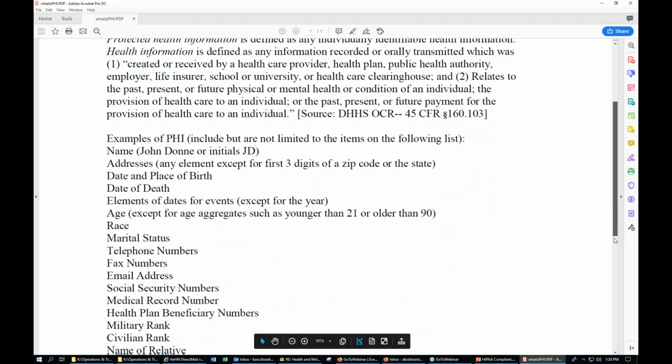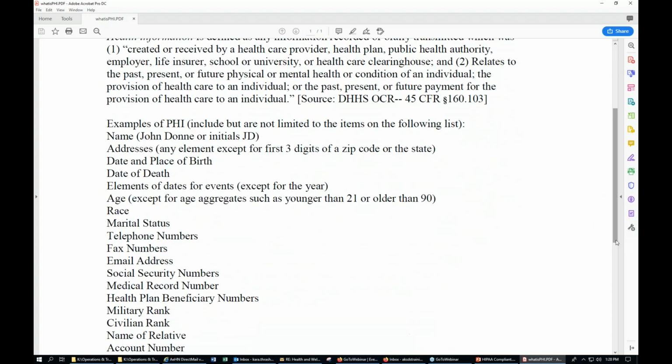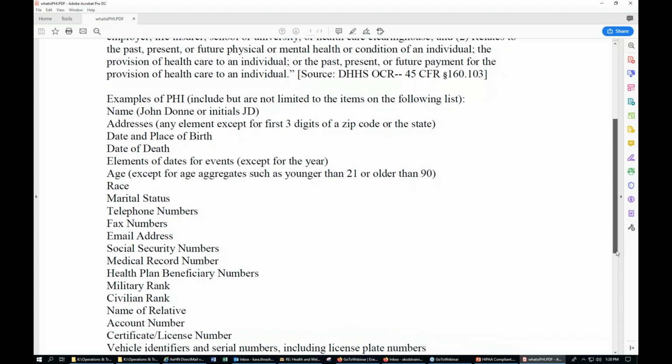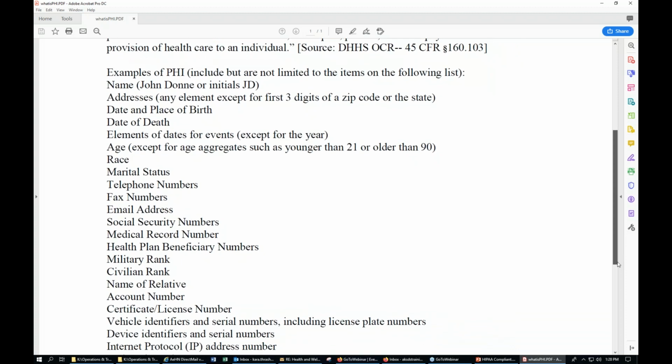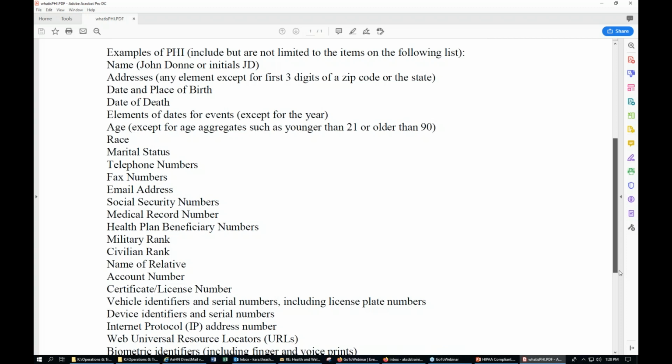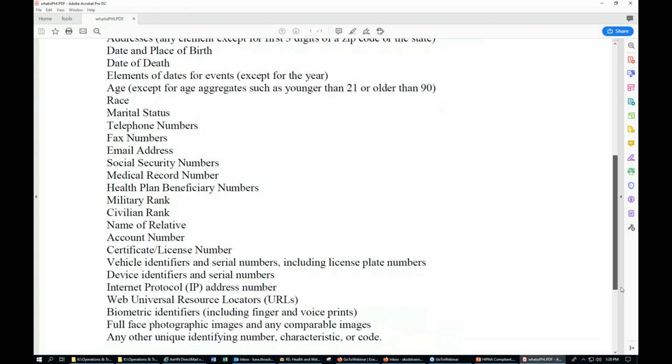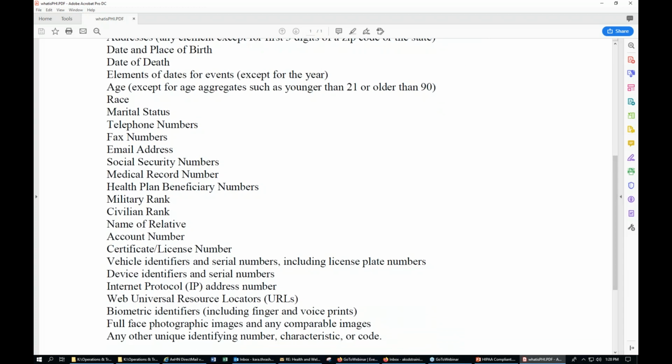Is anything on here surprising to you on this list? What's a surprise to you that could be considered PHI, or any other thought about this list? Questions? No questions?